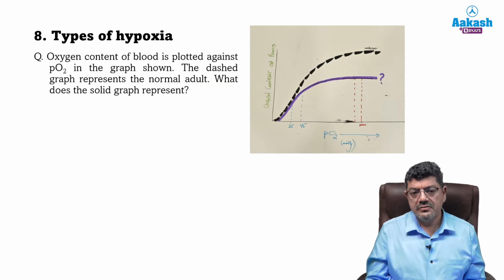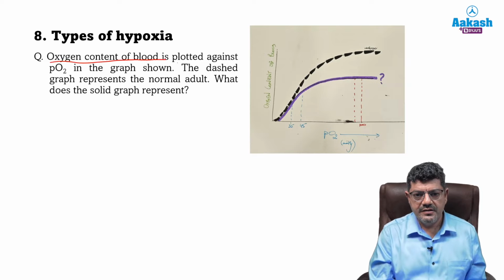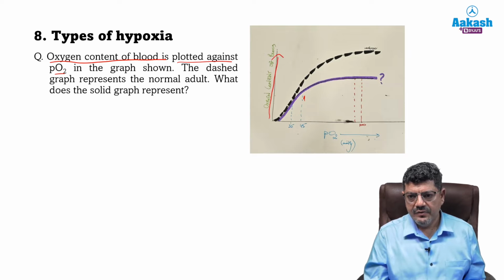Okay. Now, this was a question where the answer is straightforward, but I think it's a tough question. Oxygen content of blood is plotted against PO2. The y-axis was oxygen content of blood, and I don't remember the units. If this was 100 units, then this was fairly low, about 50 units. So a very big difference between the two graphs.